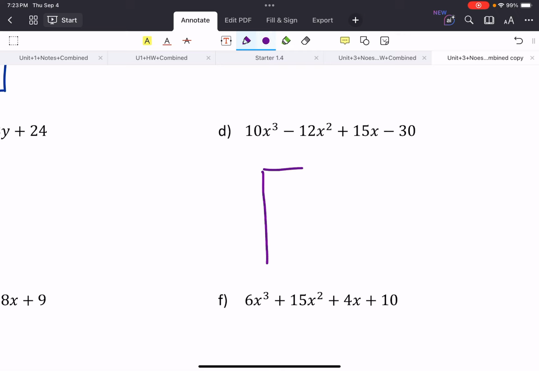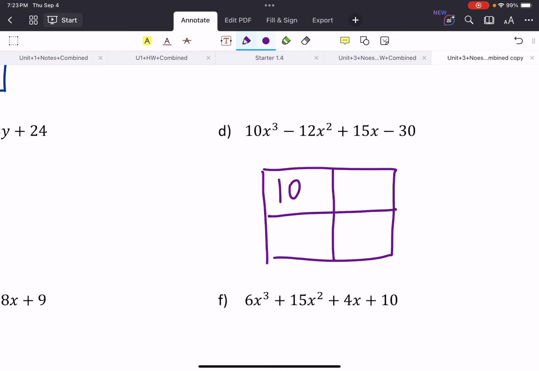So I'm going to start and draw my box. I put my first term in the top left, and then my second term, and my third term, and my last term. And I am going to do the same thing I did before. I'm going to look for the greatest common factor of these two things. The greatest common factor of 10 and 12 is just 2. The first thing I see is positive, so I take a positive out. Then I have x cubed and x squared. We can take out an x squared.